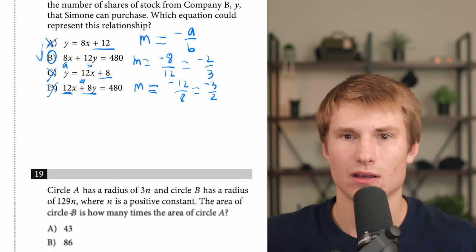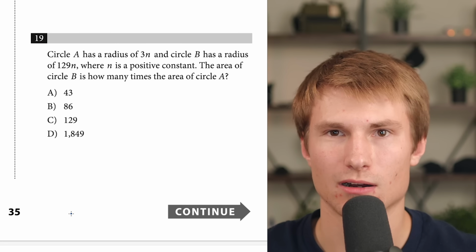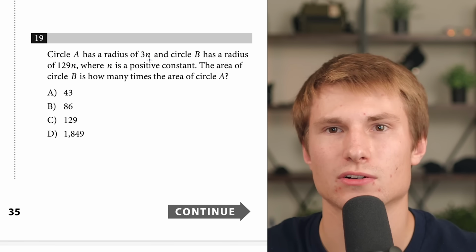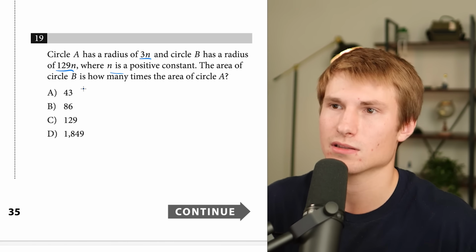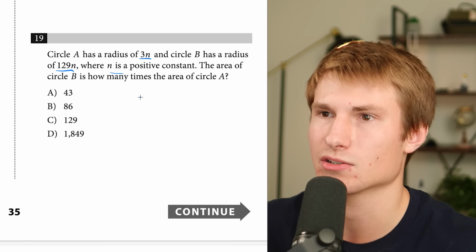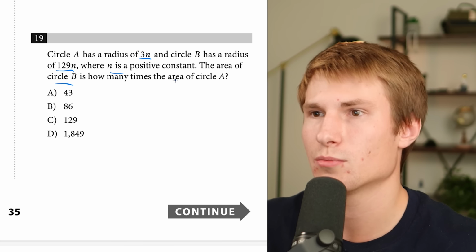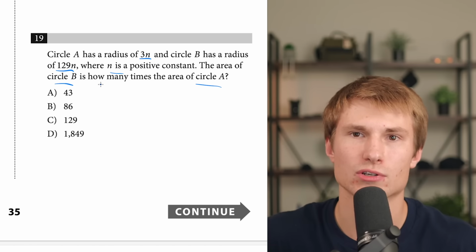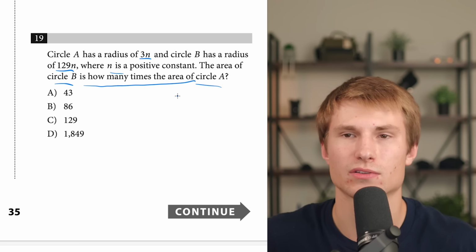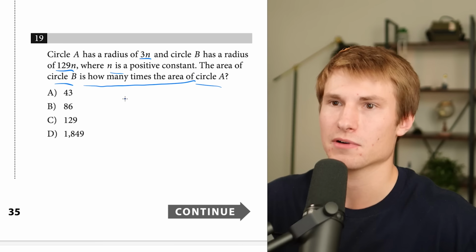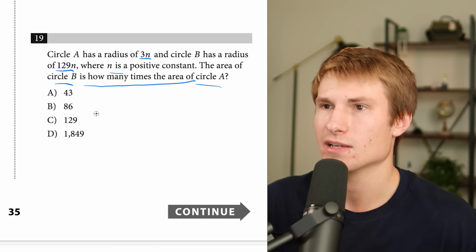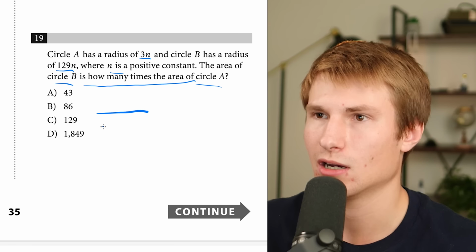But anyways, getting lost a little bit in the weeds there, aren't I? Moving on to number 19, we've got circle A with radius 3n, circle B with radius 129n, where n is a positive constant. The area of circle B is how many times that of the area of circle A? Okay, so we have circle B over circle A, and the reason it's over circle A is because we want to know how many times circle B is to circle A, right? So that's going to be, circle A has 3n for its radius.